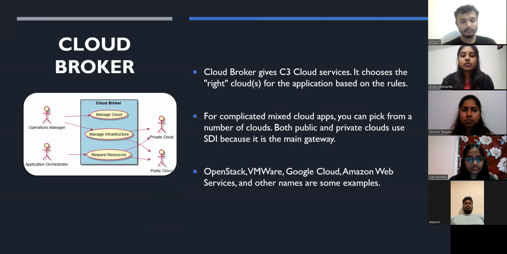The cloud broker's role is to navigate the complexity of these offerings, considering factors such as workload characteristics, data residency regulations, and cost implications. By doing so, it ensures that applications run efficiently and cost effectively while meeting the organization's specific criteria.